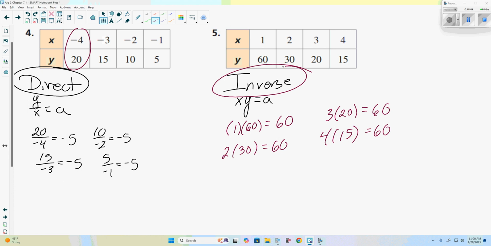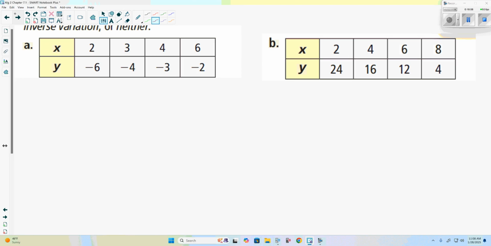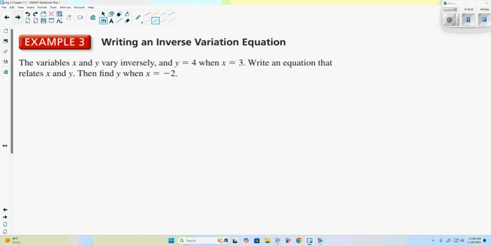Questions on this here? You can see another example of how to tell if a set of numbers is direct, inverse, or neither. So we feel kind of comfortable with this? Yes? All right. Might as well move on to the next part. Because if we feel comfortable with that, I'm not going to bore you with doing extras.